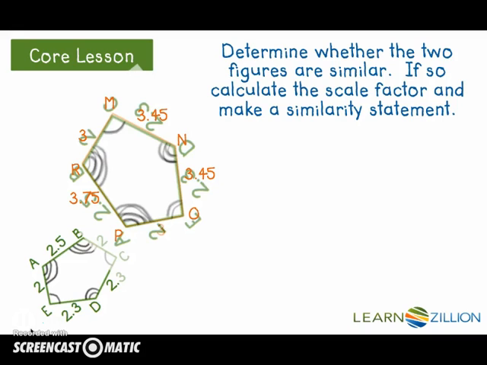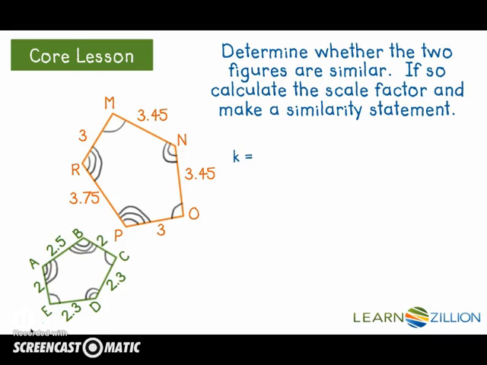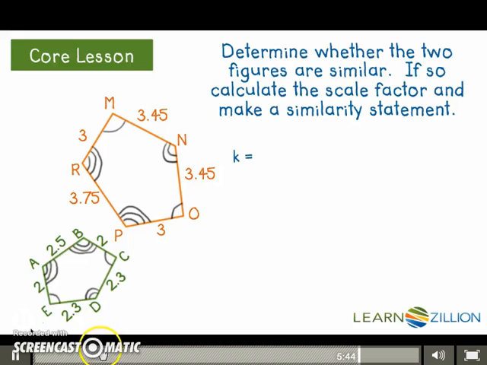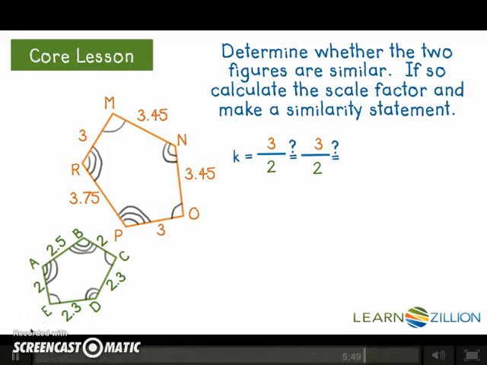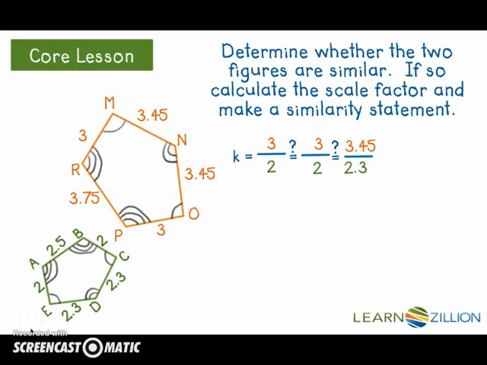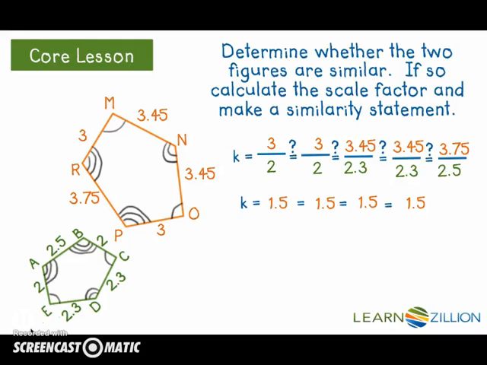In order to write a similarity statement and to find the ratio of the sides, we'll look at the k value. I'm going to start with the smallest sides in each. You can start at any side, but I'll start with the smallest and match up my corresponding sides based on my translations. So 3 divided by 2, that has to be the same as 3 divided by 2, which has to be the same as 3.45 divided by 2.3, which has to be the same as 3.45 divided by 2.3, equaling 3.75 divided by 2.5. We need to check each of these ratios to see if they are indeed equal. And they all equal 1.5, therefore the scale factor is 1.5.